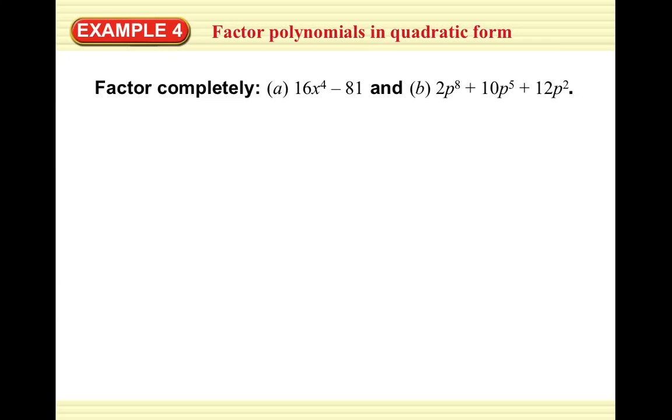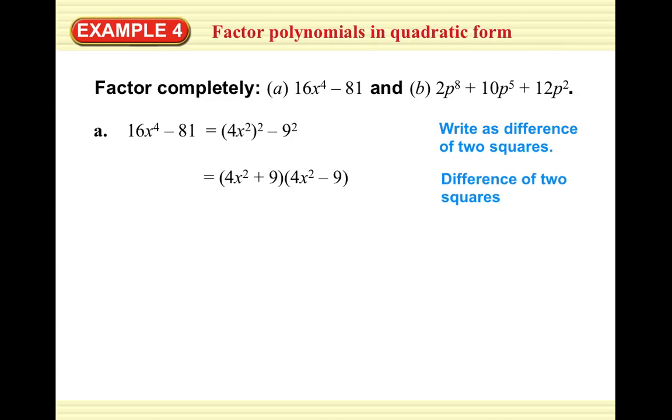So we have 16x to the fourth minus 81. Well, if we were to write that as a difference of 2 squares, we would have 4x squared being a and 9 being b. So then we are left with 4x squared plus 9 times 4x squared minus 9. Well, I can't factor 4x squared plus 9, but I can factor 4x squared minus 9. A difference of 2 squares once more. So then I'm left with 4x squared plus 9 times 2x plus 3 times 2x minus 3. And I have now factored it completely because I can't go any further.